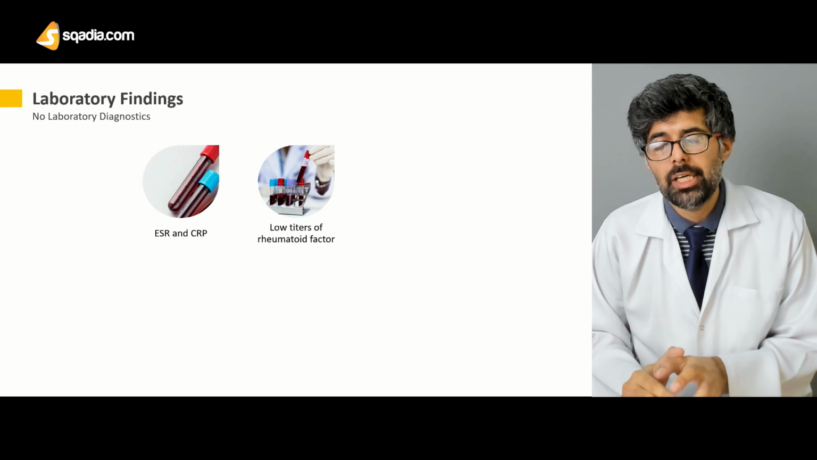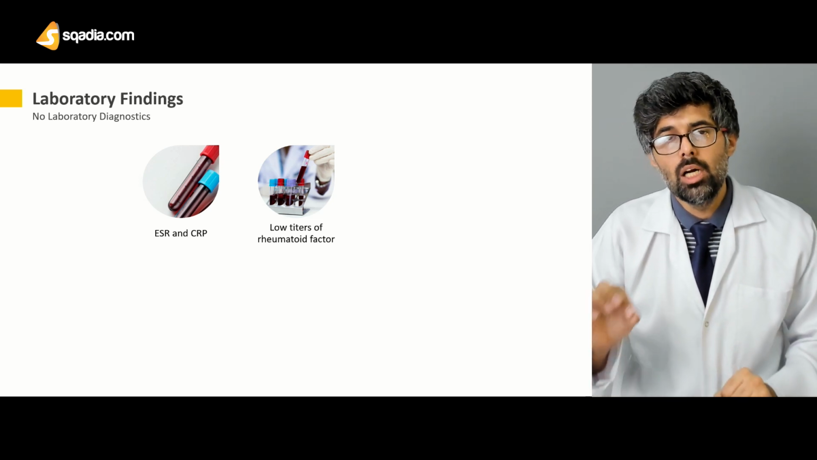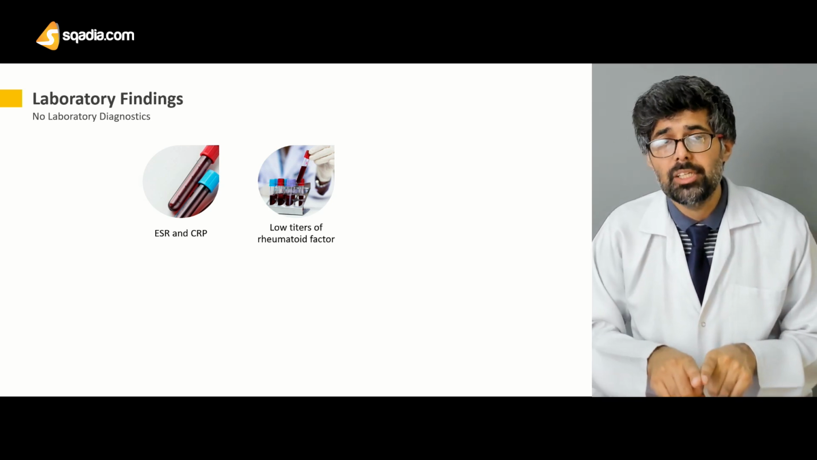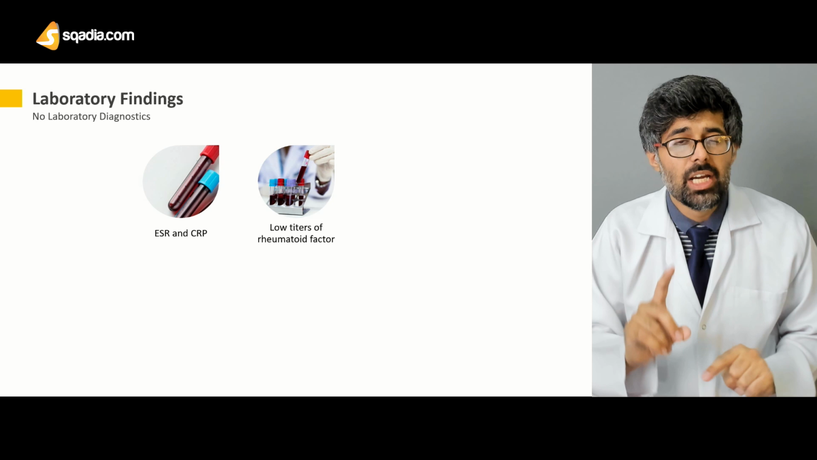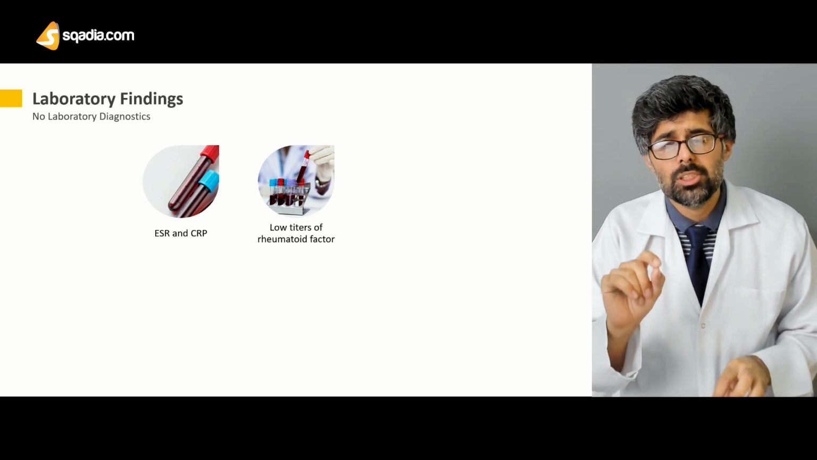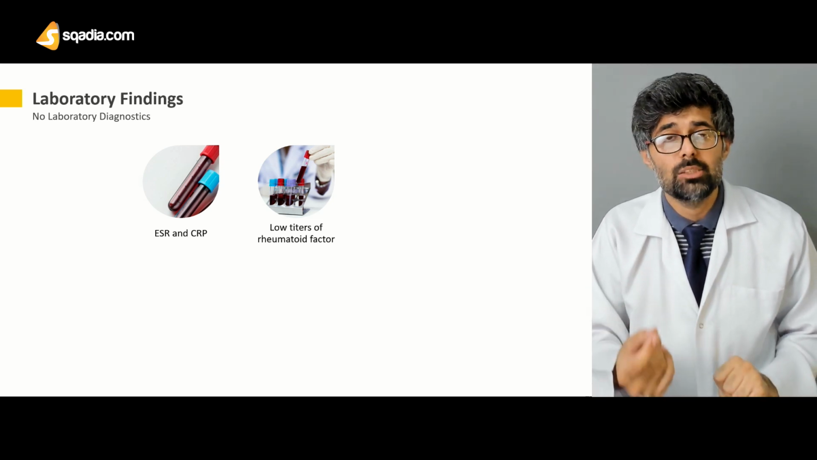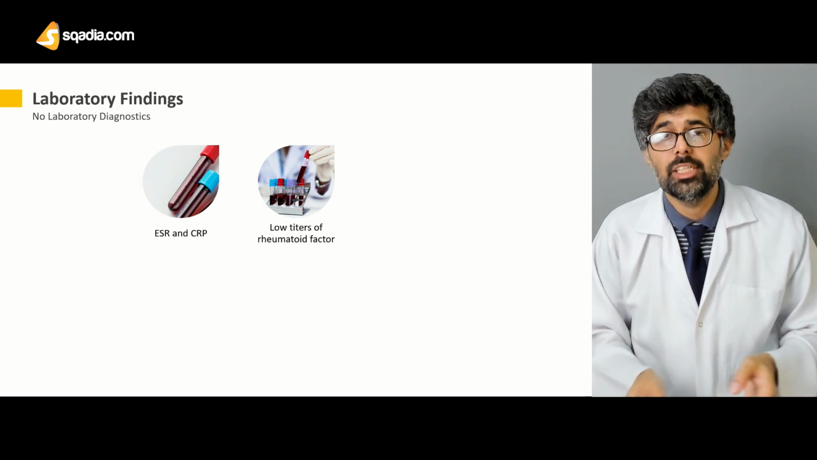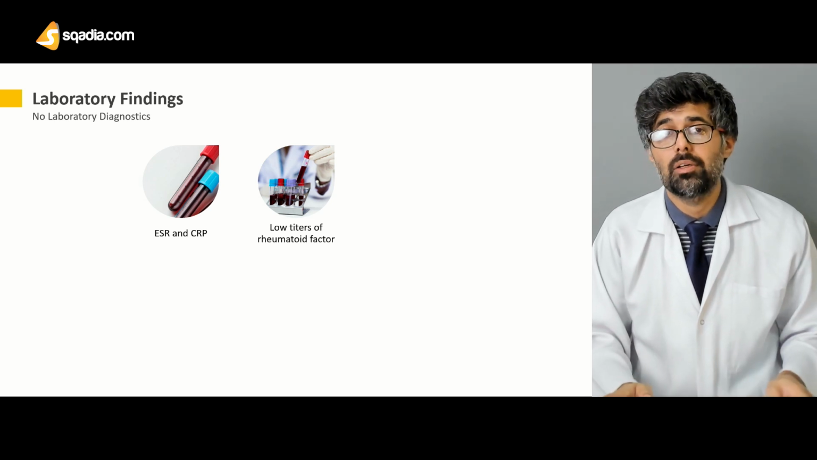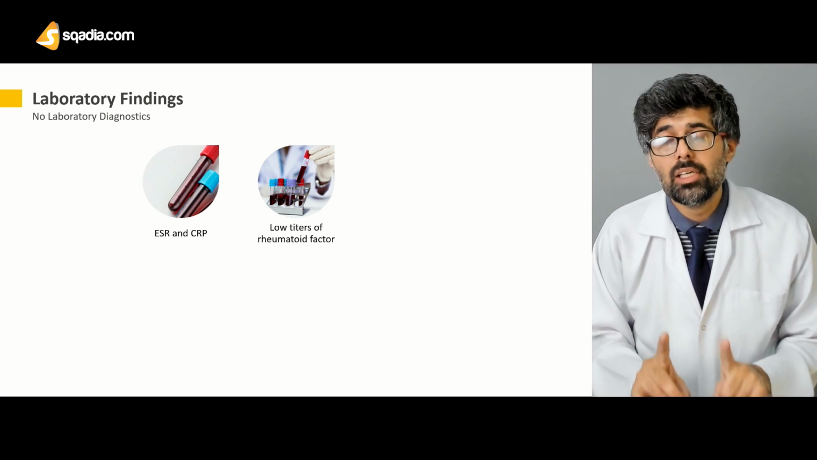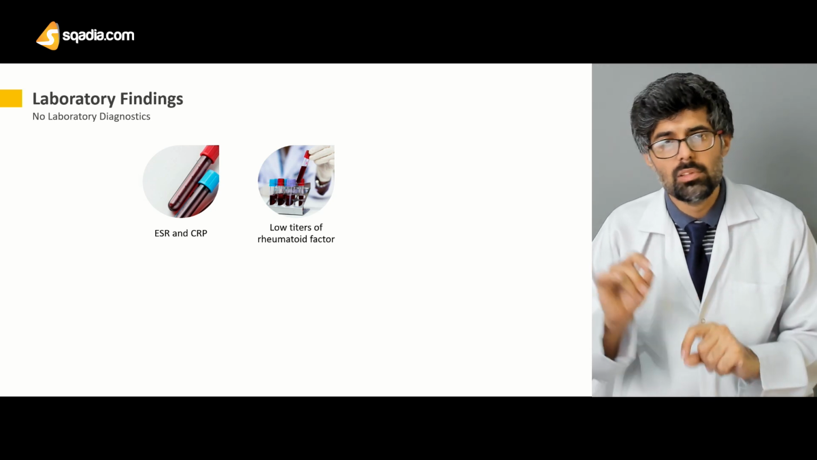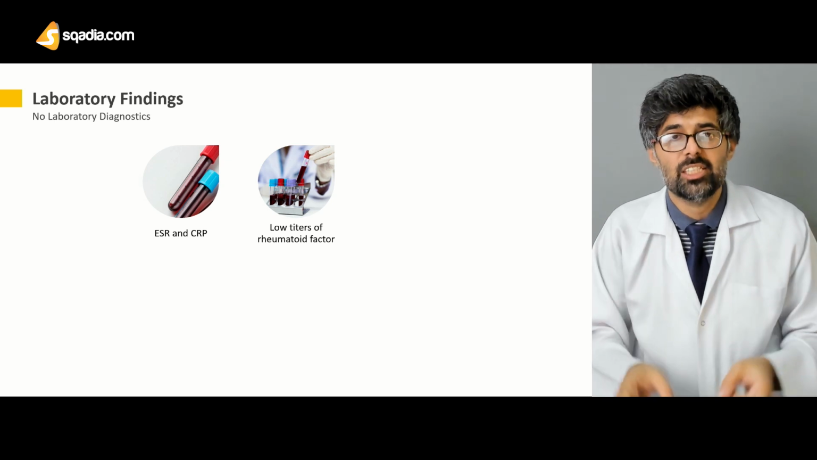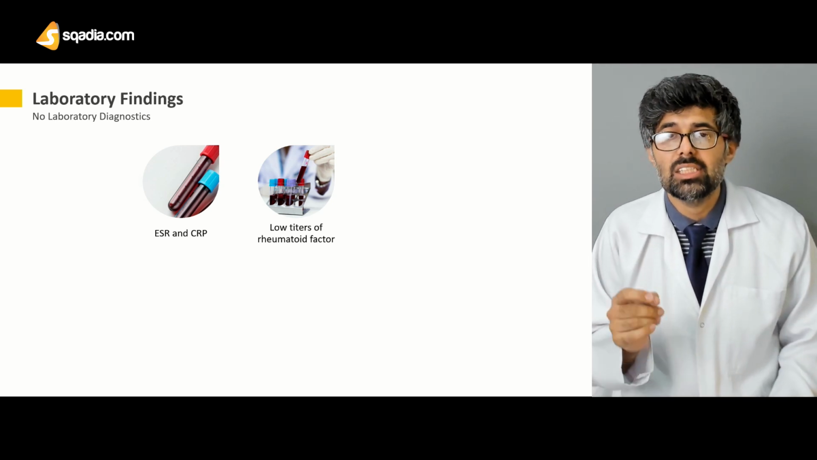Then we have lower titers of rheumatoid factors. Now, psoriatic spondyloarthritis, among all the spondyloarthritides, is the only one which has some small percentage of the population which presents with the rheumatoid factor. The rest of the spondyloarthritides do not have rheumatoid factor in them. Only psoriatic is the one which can have patients with rheumatoid factor. Even though that section is very small, it can still happen.